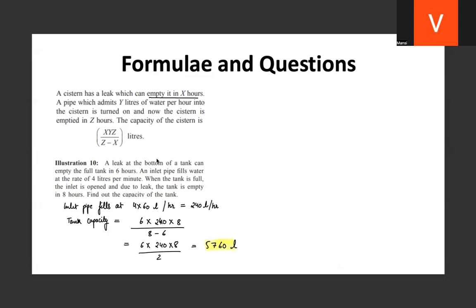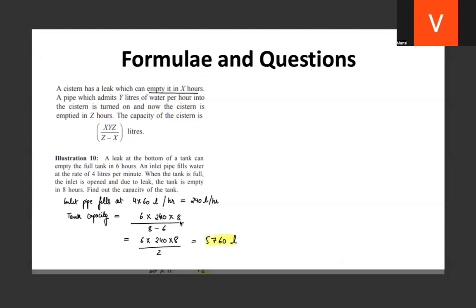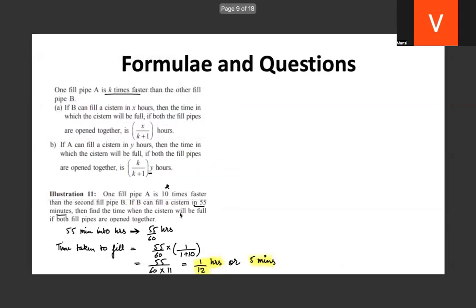So we have to be very particular about what figure would be applied where in the formula, because there are a lot of figures given in the question. So capacity would be given. So the inlet pipe fills at 4 into 60 liters per hour, because it is given to us here. So we just have to calculate by putting the values in the formula.